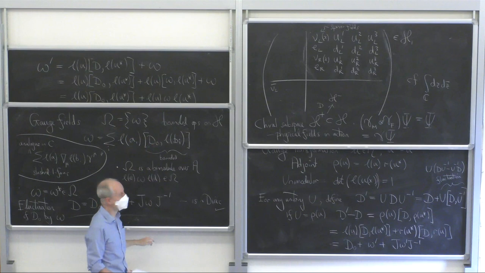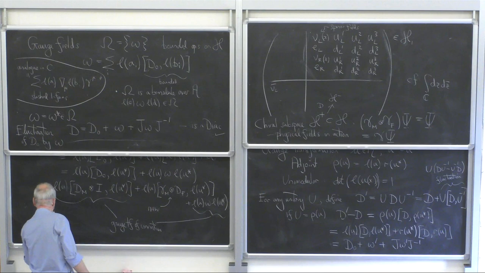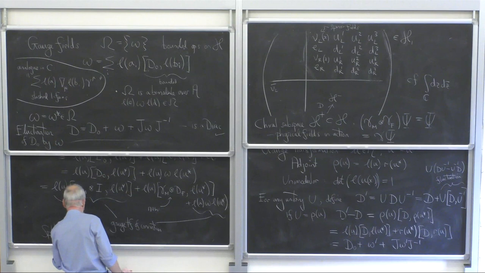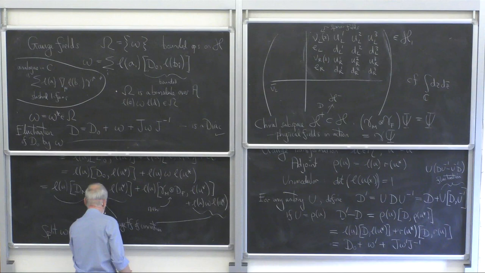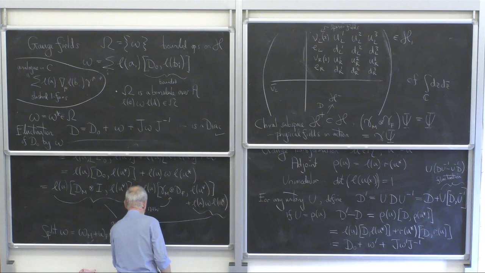So we can split omega into gauge fields. That's the manifold part. Well, I can write it this way, just quickly. Omega m plus omega f. Omega m is the gauge fields. And omega f is the Higgs.